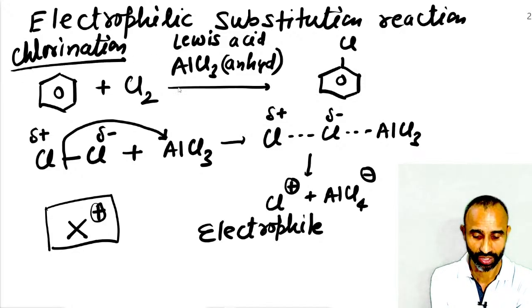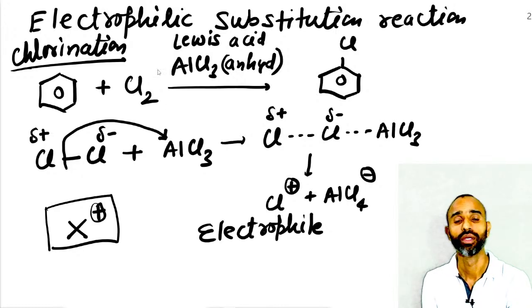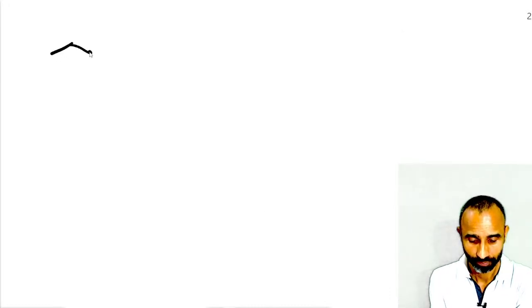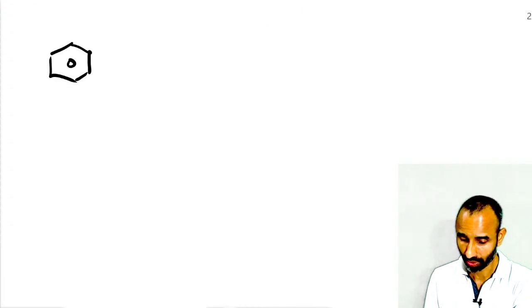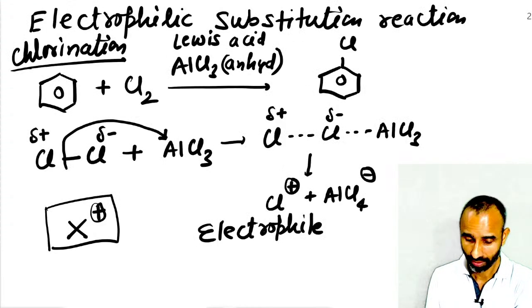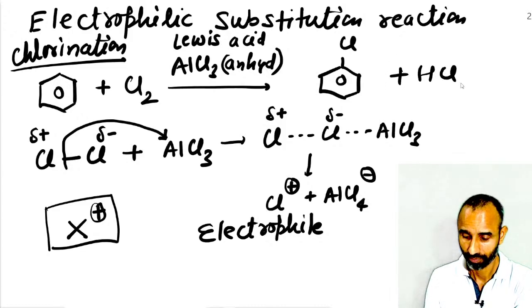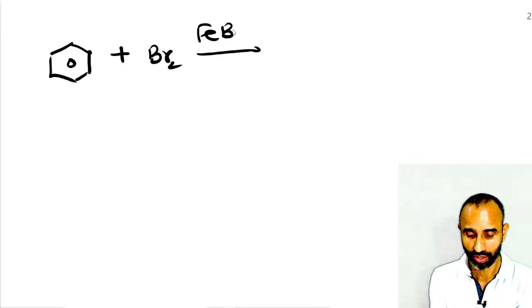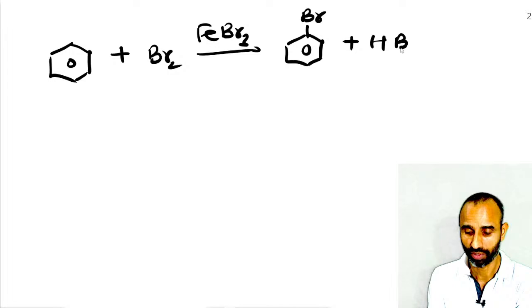In bromination there is Br2 and FeBr3. In addition to that, there is a formation of HCl. In case of bromination, we use FeBr3, so we get bromobenzene along with HBr.